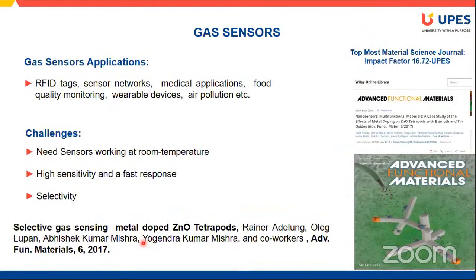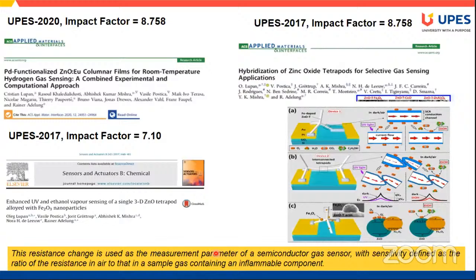One of the areas in which our group is actively working is in collaboration with the University of Kiel in Germany. And this was highlighted on the cover page of Advanced Functional Materials. So gas sensors are everywhere, and the challenge is high sensitivity and selectivity. This is our work on doped zinc oxide tetrapods. And we have been working on so many different metal oxides, doping them with other materials and looking at selective gas sensors.